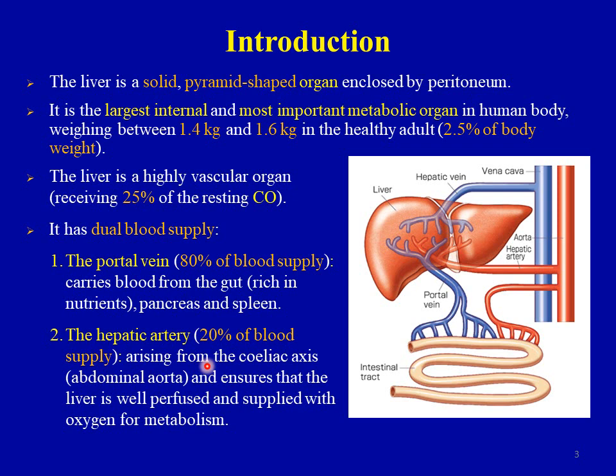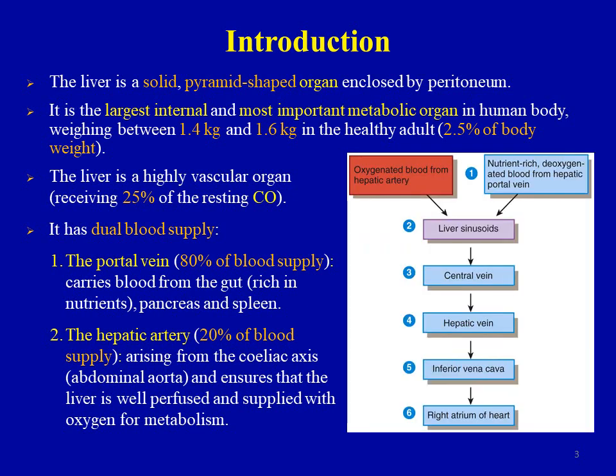It arises from the celiac axis, which is a branch of the abdominal aorta, and ensures that the liver is well perfused and supplied with oxygen for metabolism. As you can see here, the liver has dual blood supply, oxygenated blood through the hepatic artery, and deoxygenated blood that is rich in nutrients through the portal vein. The blood will mix in the hepatic sinusoids, then it will drain through the central vein into the hepatic vein, and then inferior vena cava, and then the right atrium of the heart.